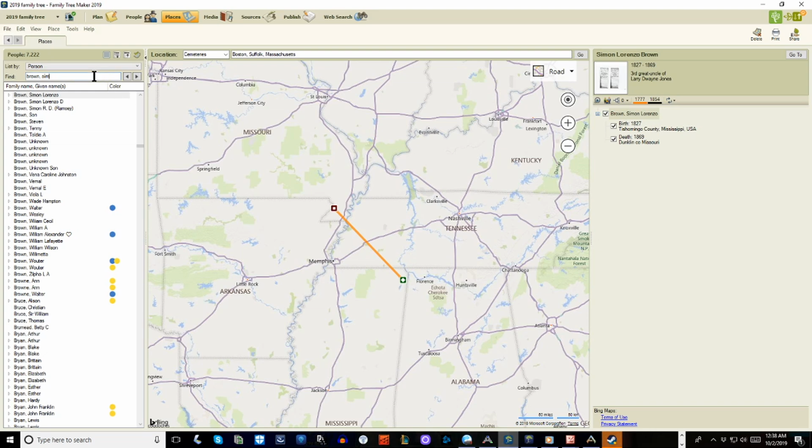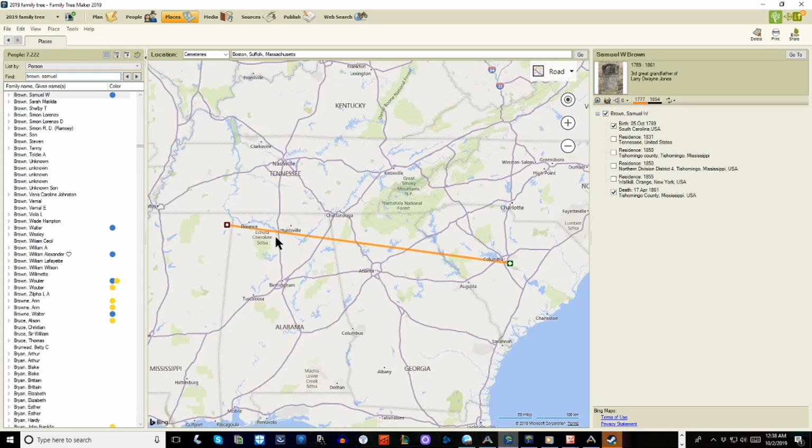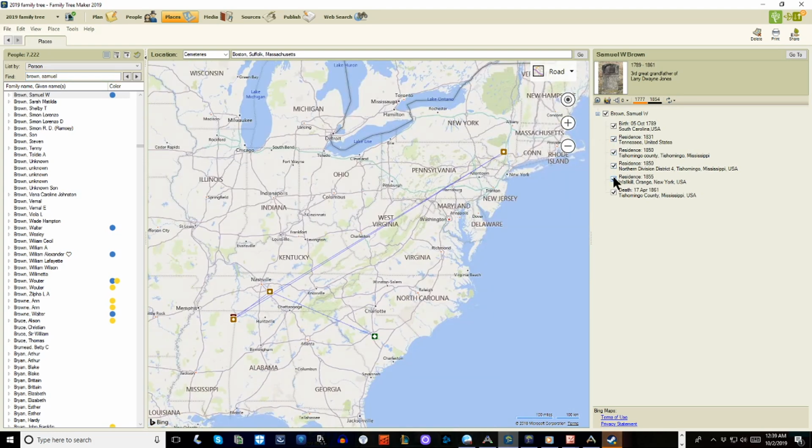Another one is Samuel. And so we look at Samuel, we'll look at what we have. We have a South Carolina moving to Mississippi. So he was born in South Carolina, died in Mississippi, was in Tennessee a little bit during the time. And so now we've got a mapping here. So we have this for the father of John W. But this shows the pattern. This is more likely the pattern.